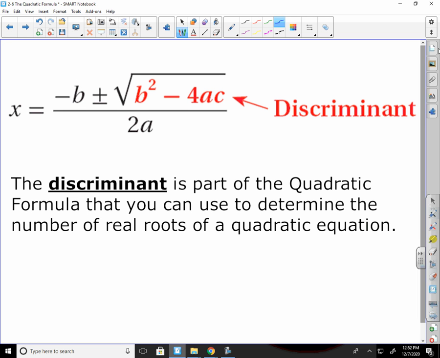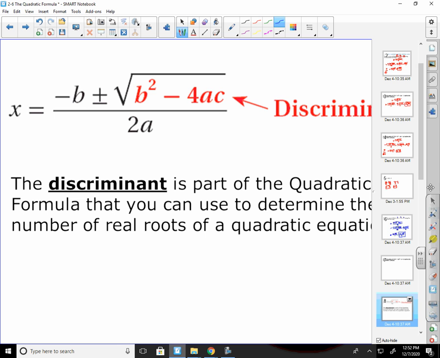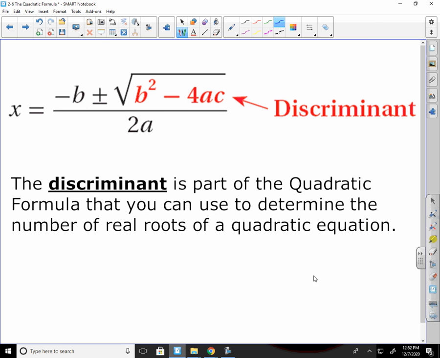That takes us to the discriminant. When I look at the discriminant, it's the part that's under the square root. It's the b squared minus 4ac. So the discriminant is part of the quadratic formula that you can use to determine the number of real roots of a quadratic equation. I'll give you some time to write that down.